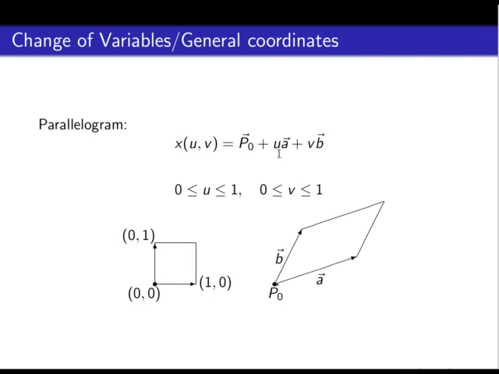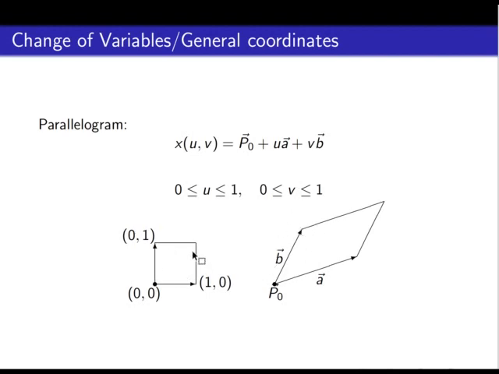And then when u is 1 and v is 0, in other words, at 1 comma 0, this goes to P0 plus A, so it's going to go to that point here. And it's going to go in this linear fashion, so as it goes at constant speed here, then this is going to go at constant speed. And similarly, when I go to 0, 1, it's going to go out to here.